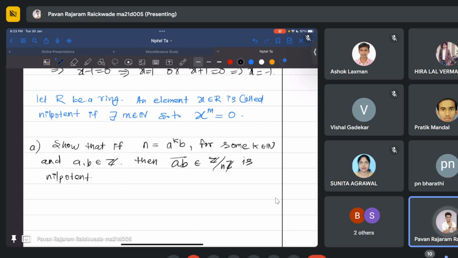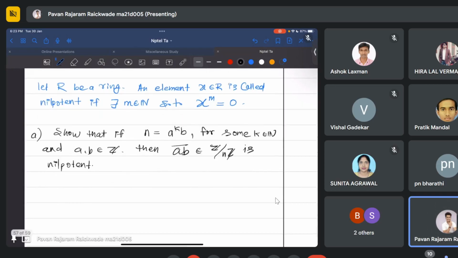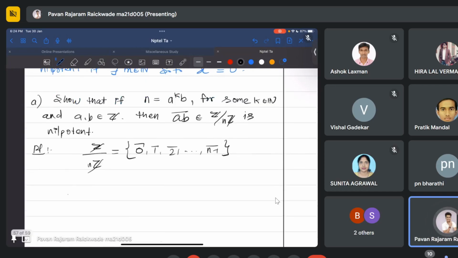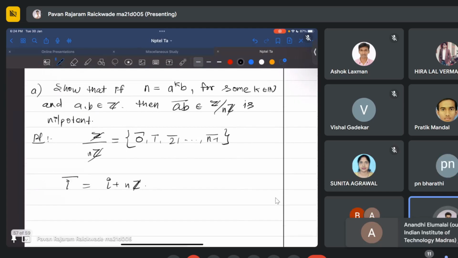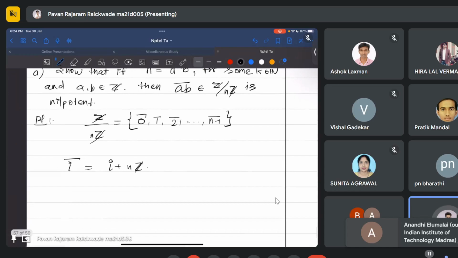Z upon nZ is a ring, we know, which is isomorphic to Z_n, right? I'll give a description of each element. So what is Z upon nZ? This is simply 0 bar, 1 bar, 2 bar, going until n minus 1 bar. What does this bar represent? For example, i bar is the set i plus nZ. This is a description of this set Z upon nZ. And what is the zero element? Zero bar is simply the set nZ.